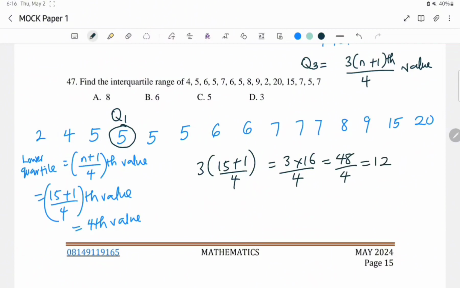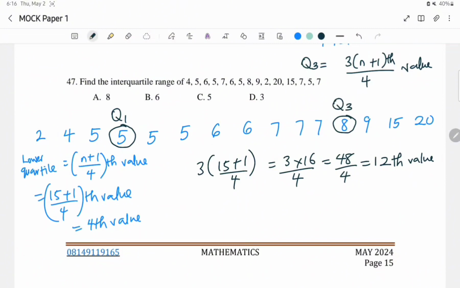Please make no mistake. The upper quartile is not 12. It is the 12th value. So if we continue counting, this is the fourth value, 5th, 6th, 7th, 8th, 9th, 10th, 11th, 12th. So this is the 12th value. 8 is the 12th value. So this is our Q3.